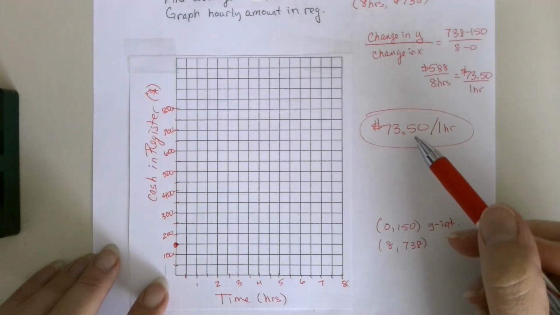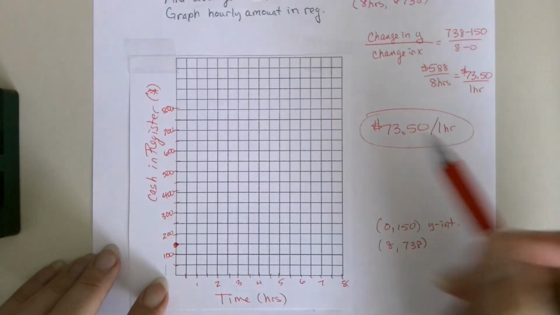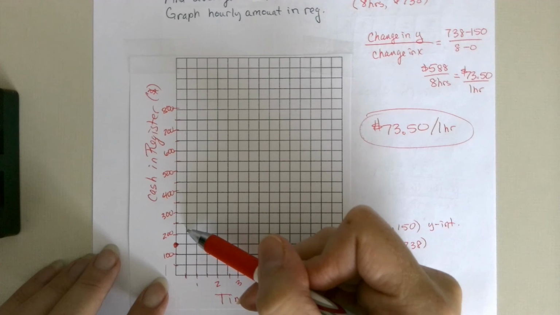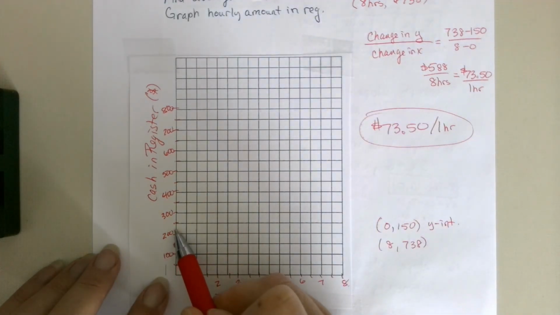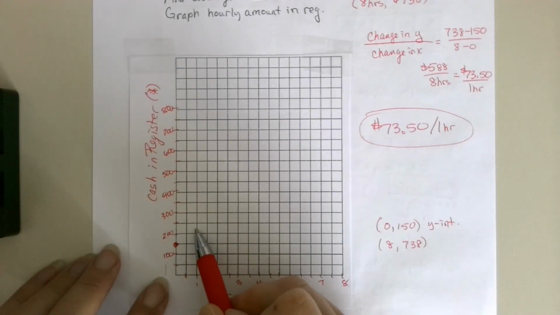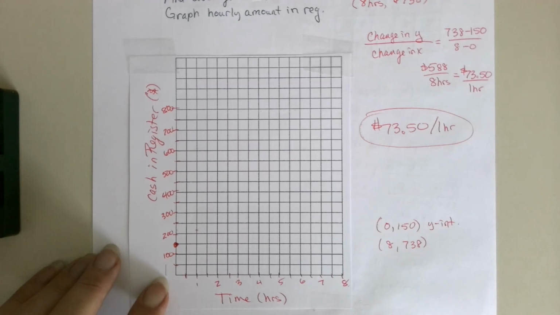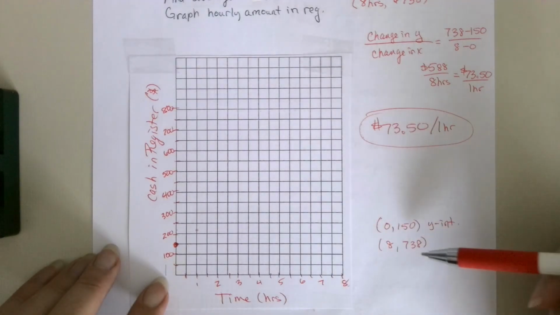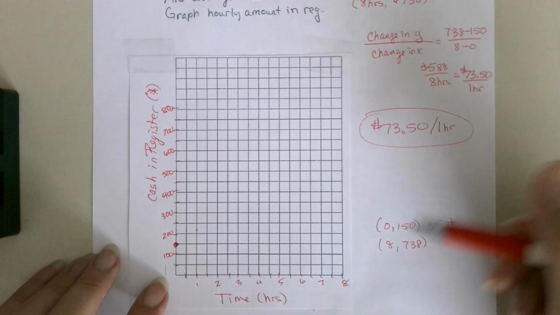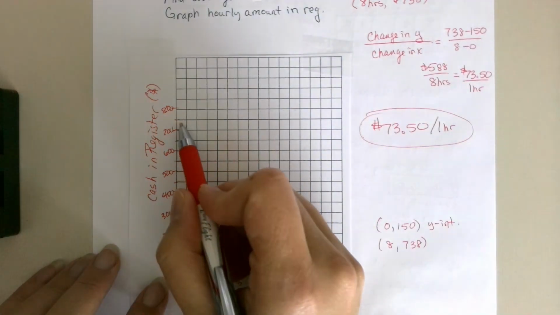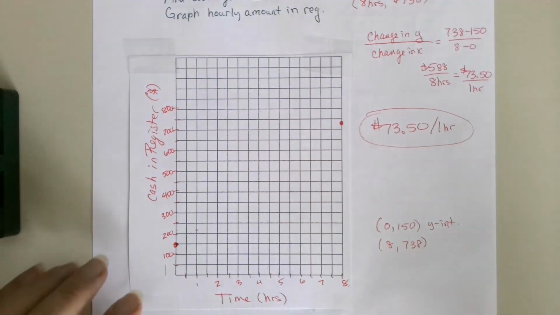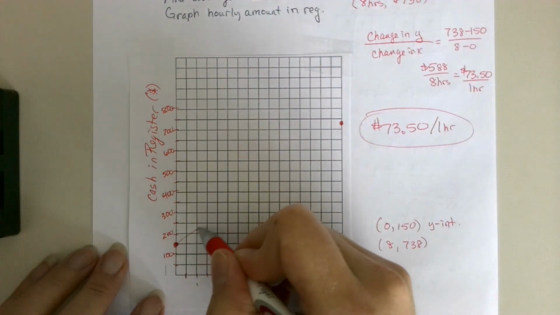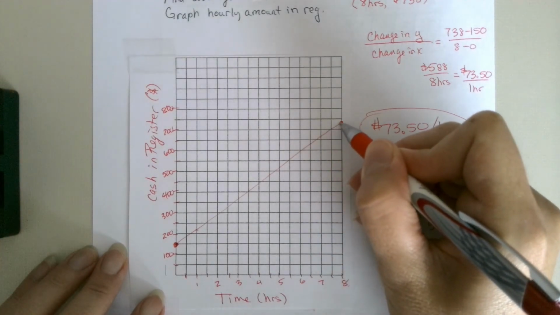Now, knowing that my slope is 73.50 every hour, I would go up 73.50 and over 1 hour. It should be about here. If I'm estimating there's 50, there's another change to get to 73.50, and then over 1 hour. I'm thinking my point should be there. But because I'm estimating that slope, I'm going to go ahead and plot that point at 8, 738. So I go up to 8, and then 738 would be just down from 750. And that would be a pretty good estimate. And I'm going to start here, and there goes my line.